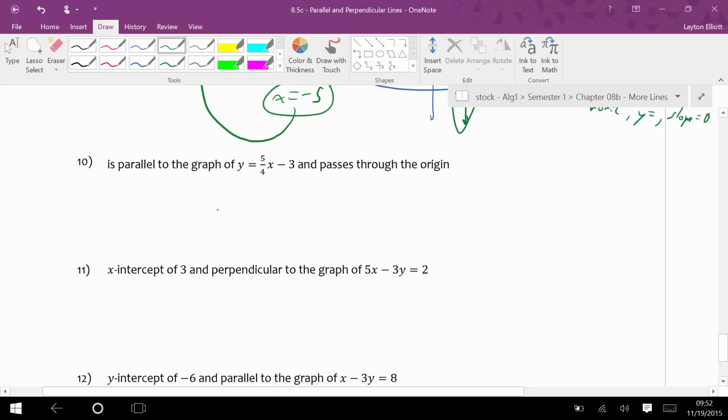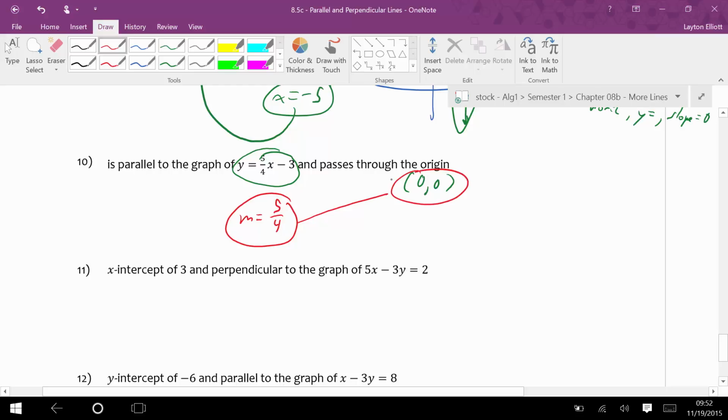Number 10 says it's parallel to the graph of y equals 5/4 x minus 3, and it passes through the origin. This is tricky because the origin just has coordinates of 0, 0. If it's parallel to this first graph, we can steal its slope. Parallel means we're going to keep the same slope. So there's my slope and there's my point.